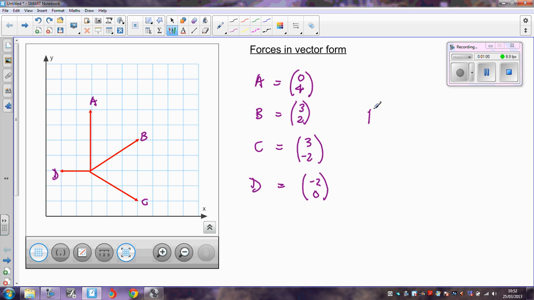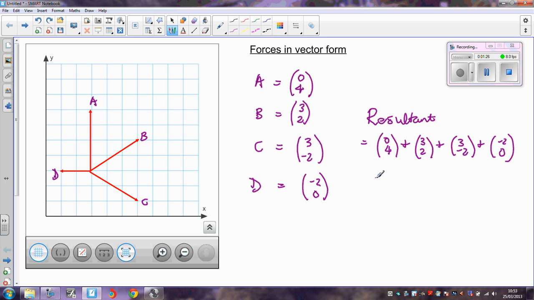Now, the nice thing about forces being given in vector form like this is that it's far easier to actually work out the resultant force. All you actually have to do is add together the 4 different forces, or however many forces you have, in vector form. So we just do (0, 4) plus (3, 2) plus (3, -2) plus (-2, 0).